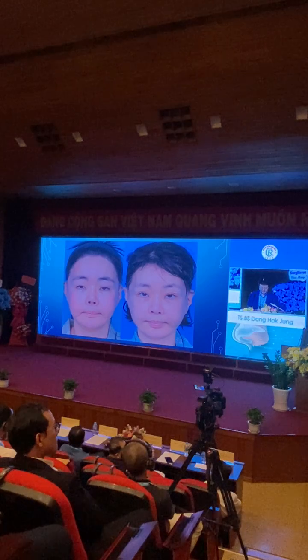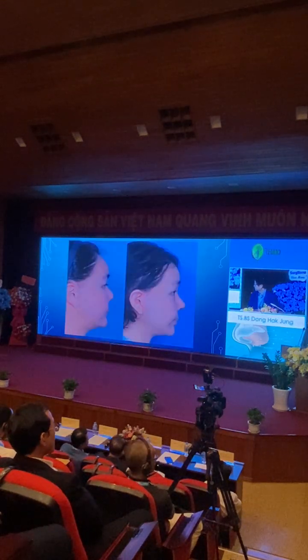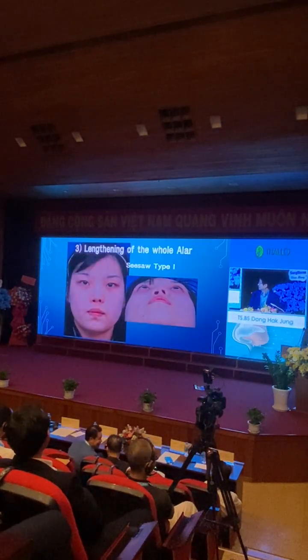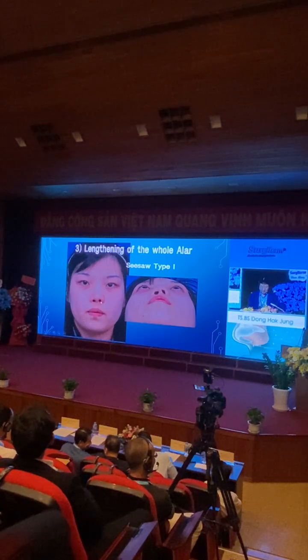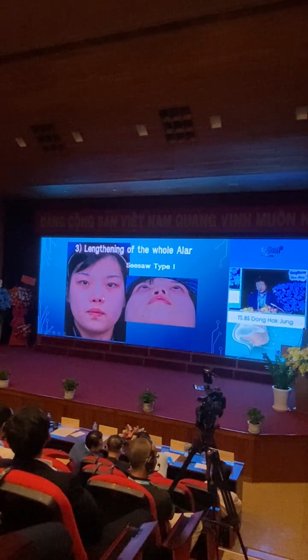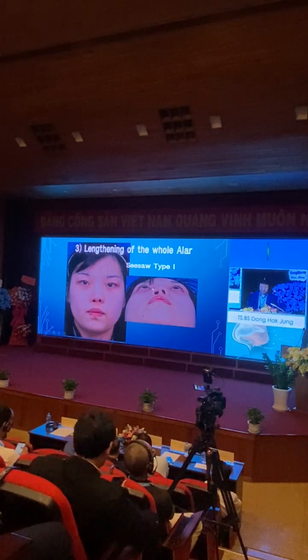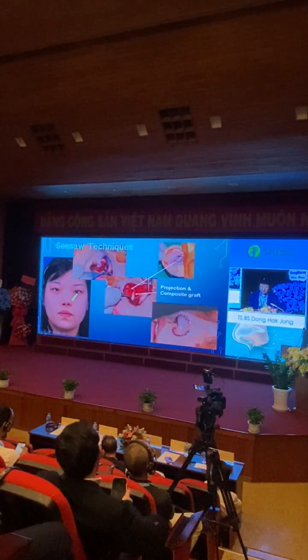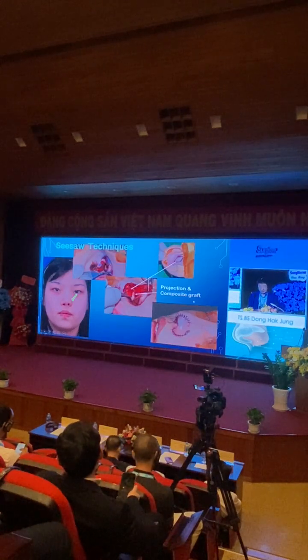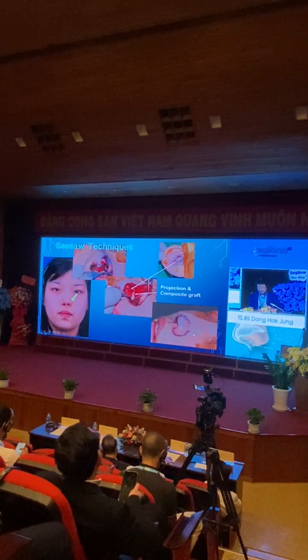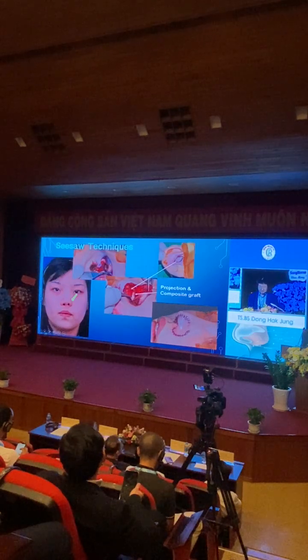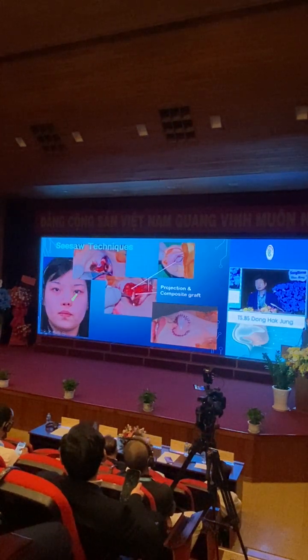And then lengthening of the whole ala. As you can see, this part of the ala is smaller than the right side. The left side ala is smaller than the right side. In that case, the Shiso technique, type 1. You cut here and then a composite graft and the projection graft together.